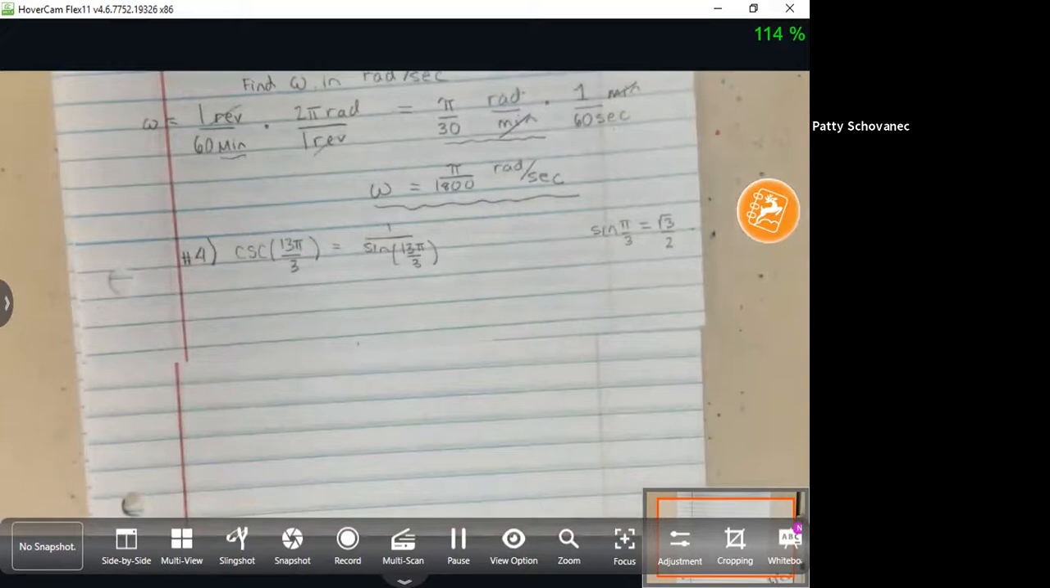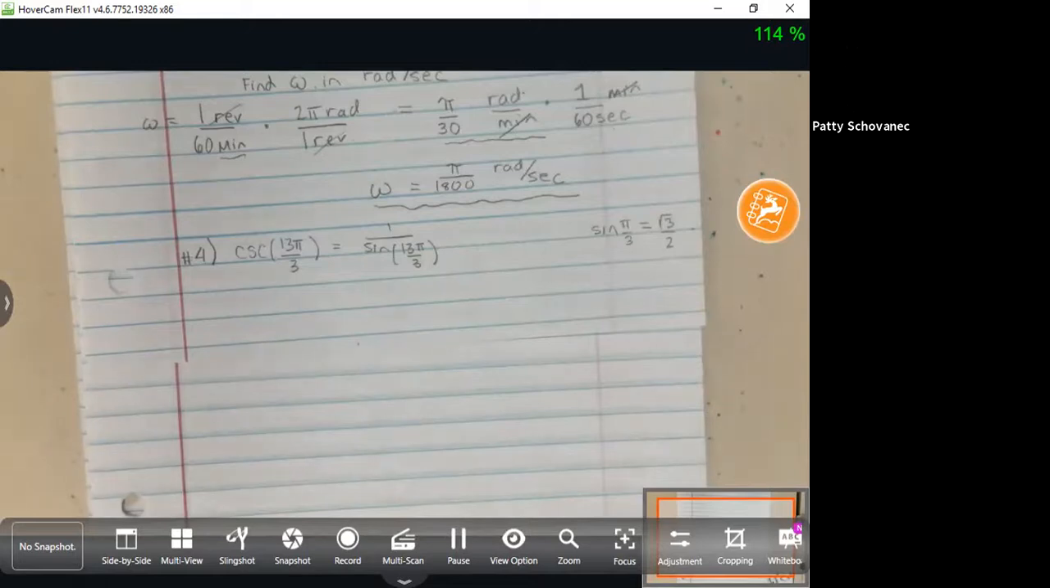Now I've just got to figure out which quadrant 13 pi over 3 is in. Sine is positive in quadrants 1 and 2. So I'm going to get 1 over that number if this is a quadrant 2 angle. I'm going to get negative 1 over that number if this is a quadrant 3 or 4 angle. How can we determine which quadrant this is in? That's right. This is more than 2 pi, right? 3 goes into 13 more than twice.